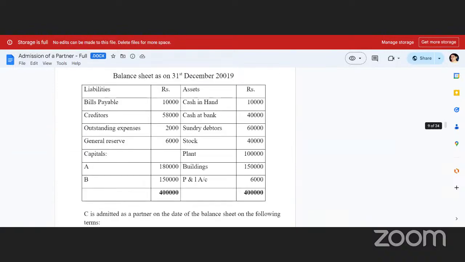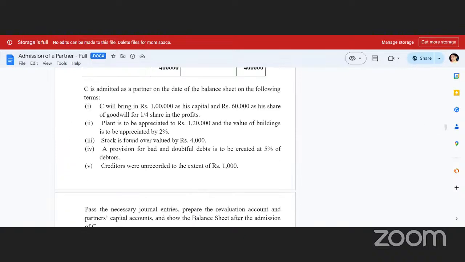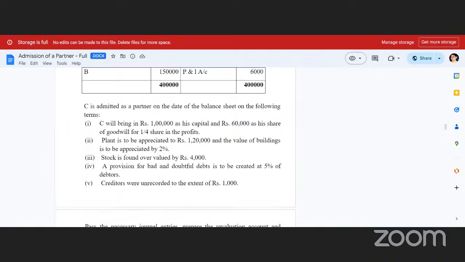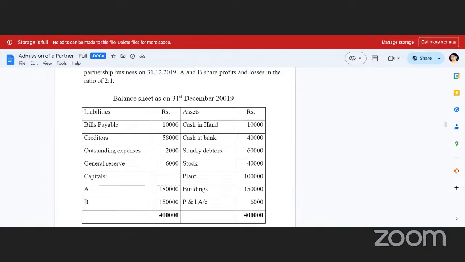Now the next one is the calculation of new goodwill. What is the goodwill that the new partner brought? 60,000. This is the goodwill of the new partner, to be shared by A and B in what ratio? In the sacrificing ratio. Here in this particular question, the old ratio itself is the sacrificing ratio, 2 is to 1. It means 2 plus 1 is 3, right? A is taking 2 parts, B is taking 1 part. So 2 by 3, 1 by 3. That is how you are supposed to calculate.